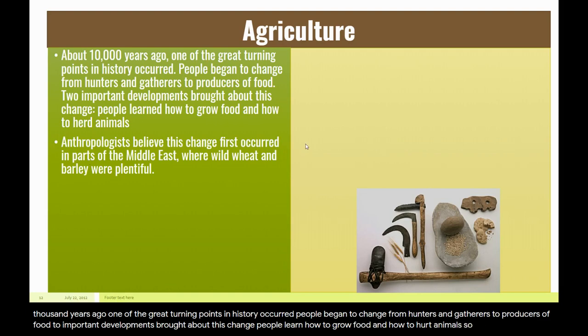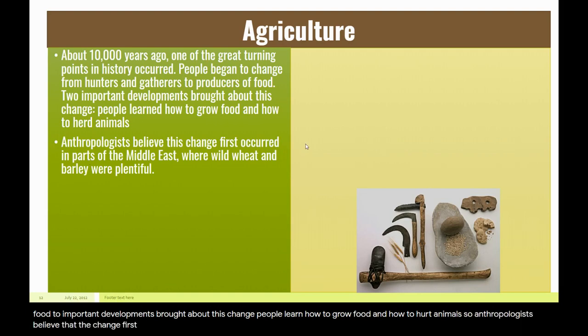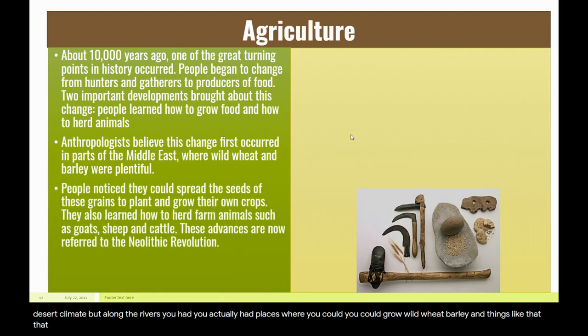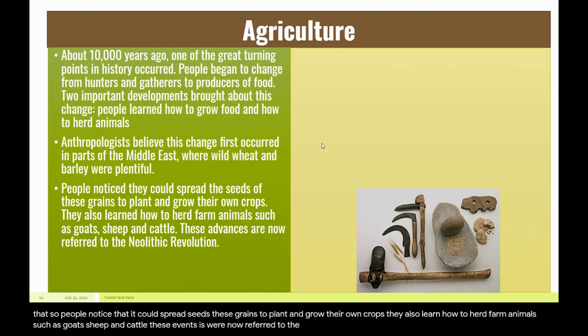So anthropologists believe that the change first occurred in parts of the Middle East, which to us doesn't make a lot of sense because a lot of the Middle East is desert climate. But along the rivers, you actually had places where you could grow wild wheat, barley, and things like that. So people noticed that they could spread seeds of these grains to plant and grow their own crops. They also learned how to herd farm animals such as goats, sheep, and cattle. These advances are now referred to as the Neolithic Revolution.